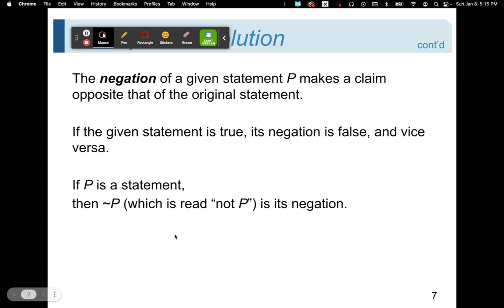A negation of a statement, and this is a great one to add down, is something that comes up in a lot of different areas. A negation of a statement makes a claim that's the opposite of the original statement. So if the given statement is true, then the negation is false, or vice versa. If the given statement is false and we negate it, we're making the statement true. So if P is a statement, then this is the little symbol that we use for negation. It means not. It's read as not P. So make sure you put that in your notes also.